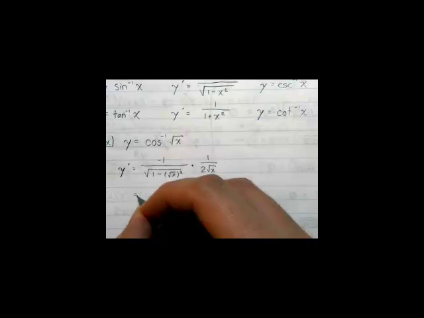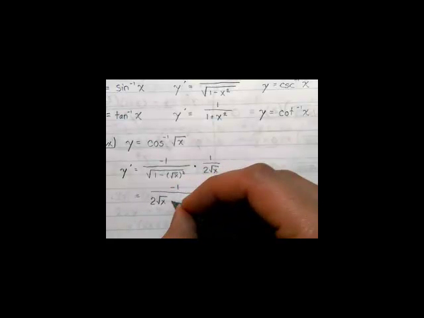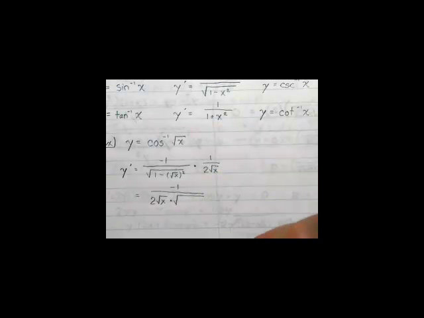So negative 1 times 1, we've got negative 1. Now we've got this 2 square root x. I'm just going to put that in the front over here. And then we've got this other square root that is what? What should it be now? It's just 1 minus x, right?